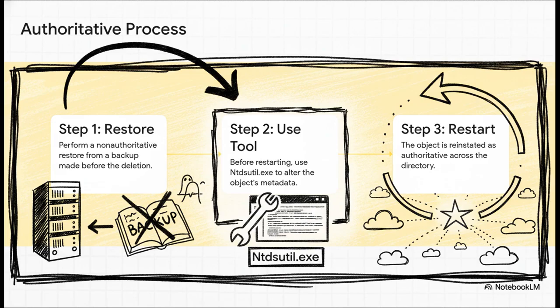You actually start with a completely normal, non-authoritative restore. You get the server back to a state before the deletion happened. But, and this is the absolute key, before you let it talk to anyone else on the network, you use a powerful little command line tool called ntdsutil to mark that specific user account, or OU, as authoritative.